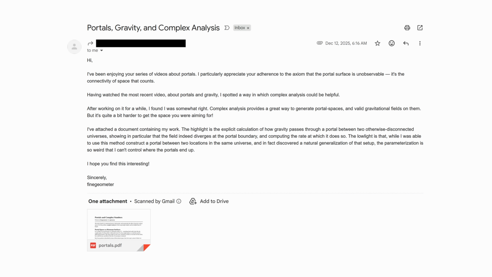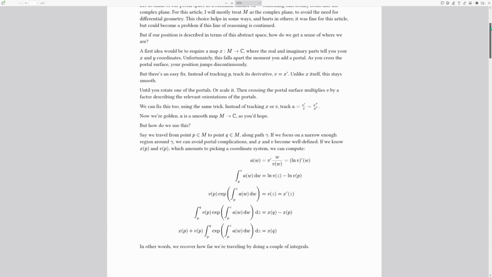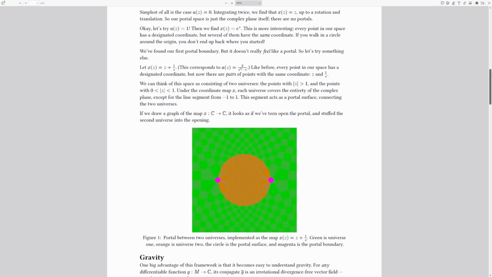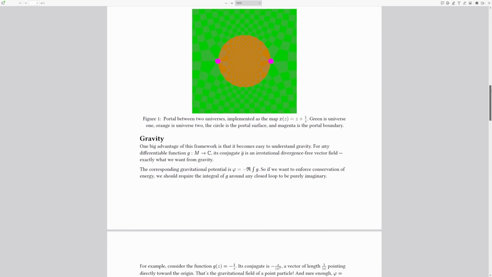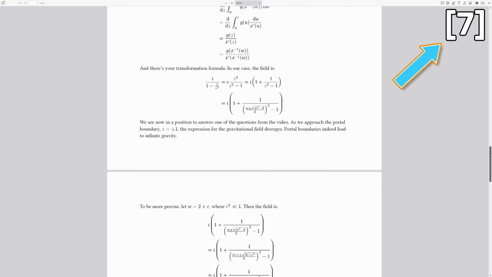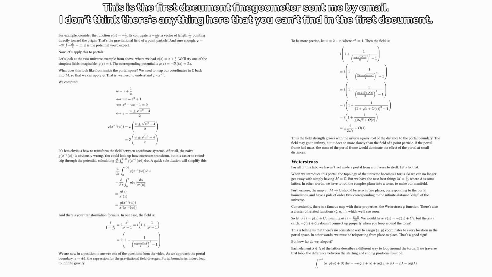Then one day I opened my inbox and found an email from someone called Fine Geometer, who'd worked out an analytical way to compute portal gravity using complex analysis. I opened the attached document and there's a PDF with mathematical calculations. This is what I love about my community. You solve things I can't and point me toward ideas I wouldn't come up with on my own. Thank you for that. I'll put his calculations under this link in the description. But here are all the pages from those PDFs, in case you'd rather just read everything right here on screen.